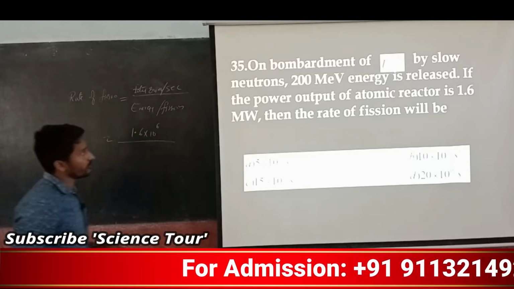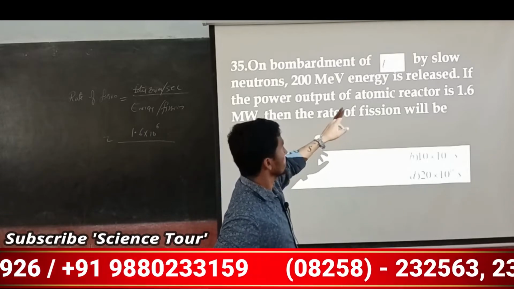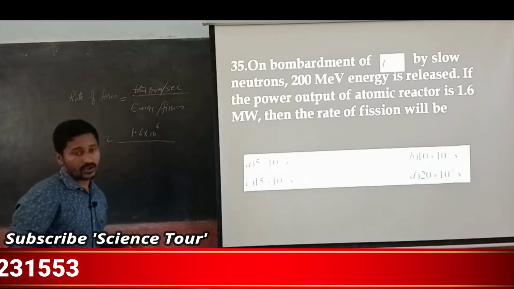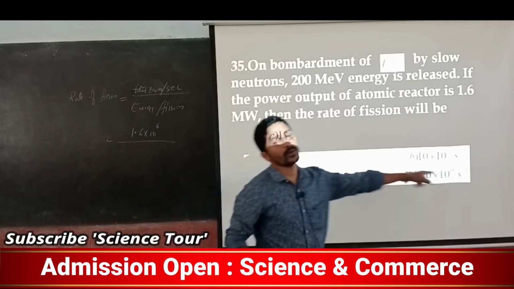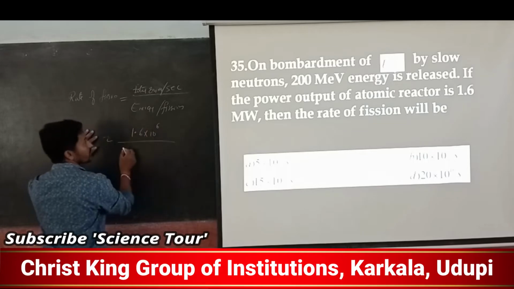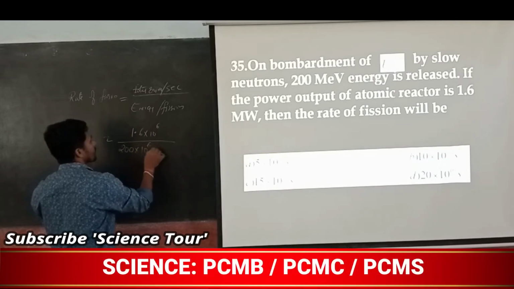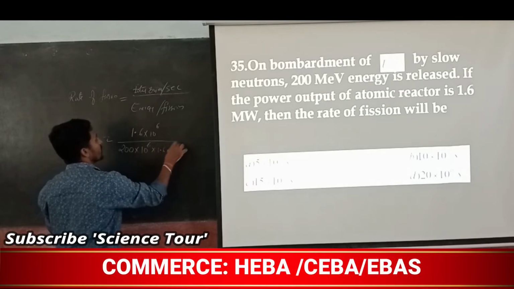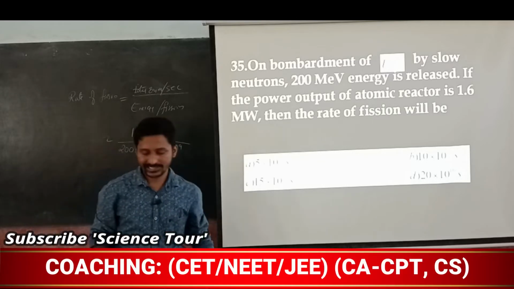On bombardment of uranium U-235 by slow moving neutron, 200 MeV of energy is released. Now it is in seconds, means you have to apply in joules. So energy is nothing but 200 MeV. M means 10 to the power 6. eV you have to convert into joule, means 1.6 into 10 to the power minus 19 joules.